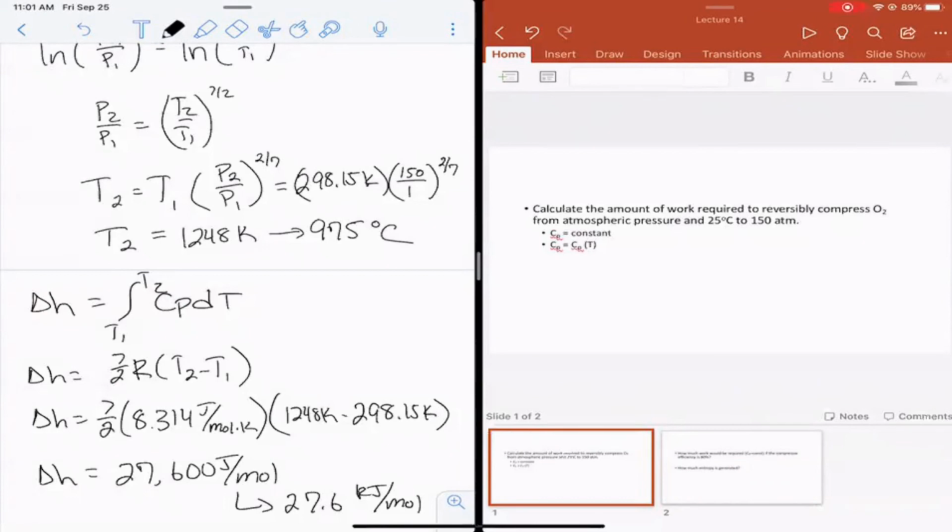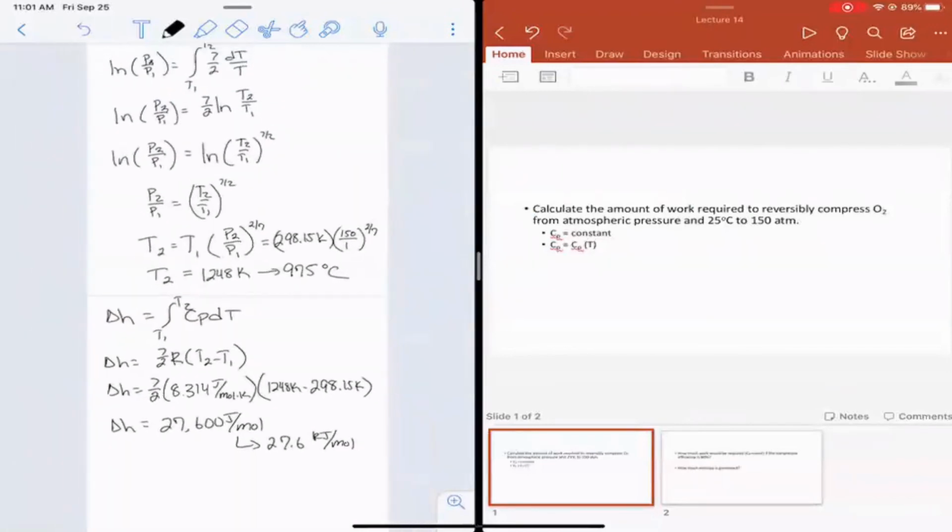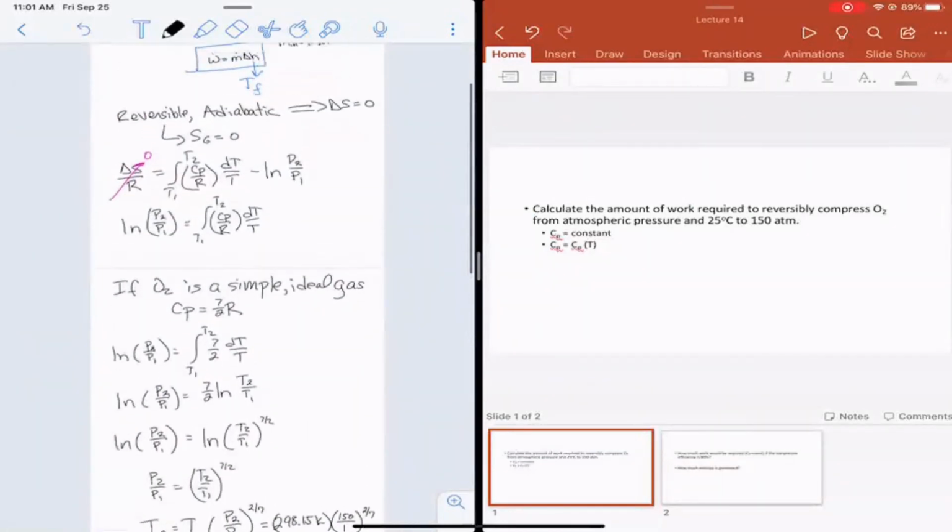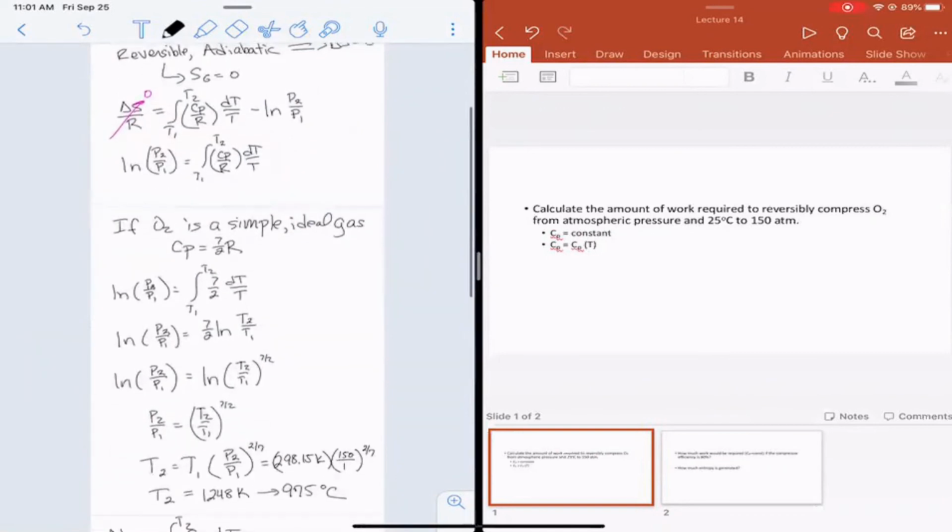Okay, so if this makes sense to you guys, right? We calculated the final temperature and delta H from the case where delta S was equal to 0, and we had a simple ideal gas. So what is going to change in this problem if we don't assume that it's a simple ideal gas? If we actually consider that the heat capacity changes with temperature?